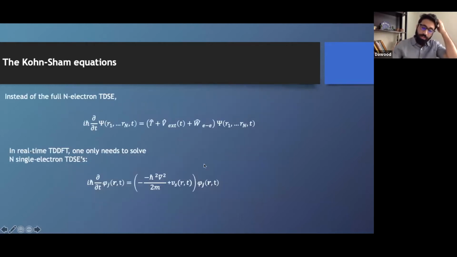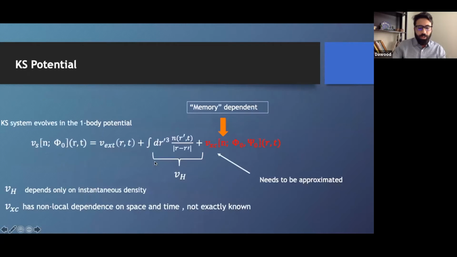which leads to the following simplicity: instead of having to solve the full N-electron time-dependent Schrodinger equation, which has this complicated wave function, in real-time TDDFT one only needs to solve the N-electron time-dependent Schrodinger equation that reproduces the density and the first derivative of the density with respect to time at the initial time. It allows us to do this by using the Kohn-Sham potential.